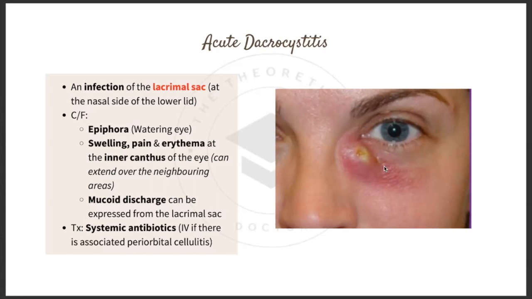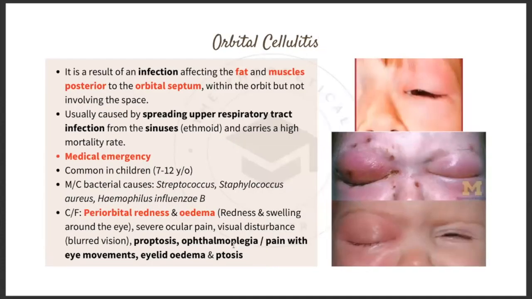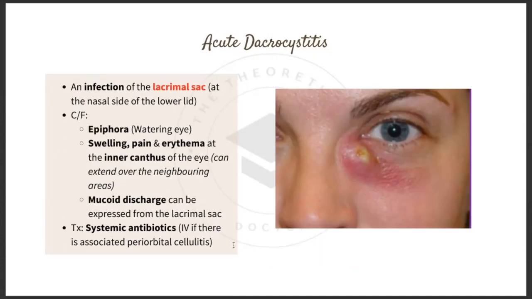There would be mucoid discharge, and when you press it, it can be expressed from the tear duct, from the lacrimal sac. So treatment would be systemic antibiotics, and proceed with IV if there is associated periorbital cellulitis. This would be orbital cellulitis. Okay, see how acute dacryocystitis looks like?